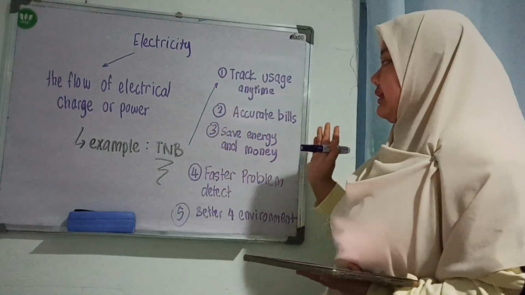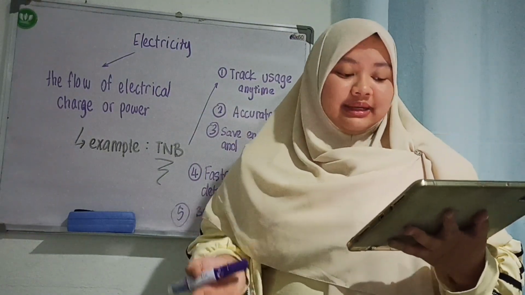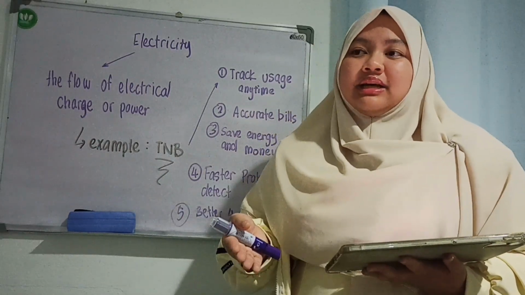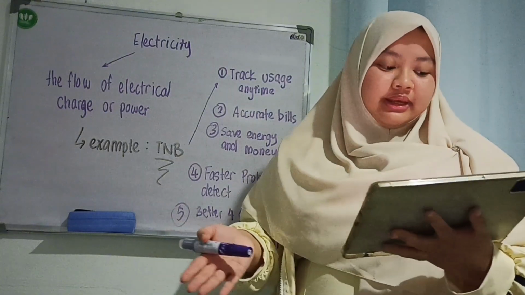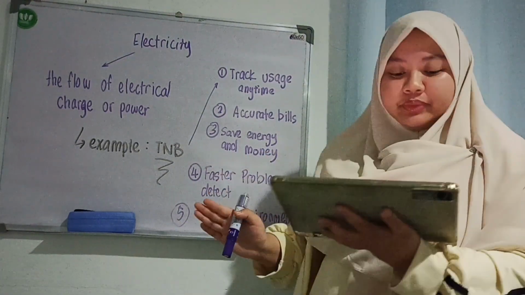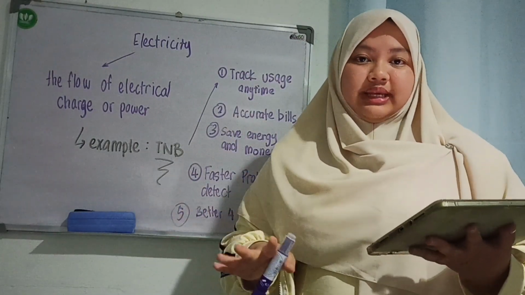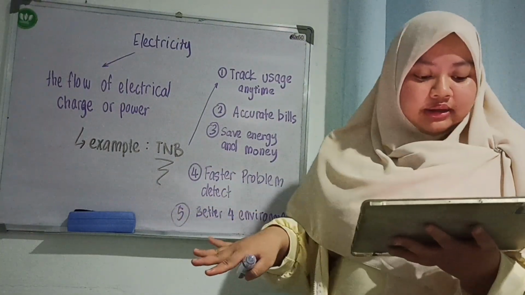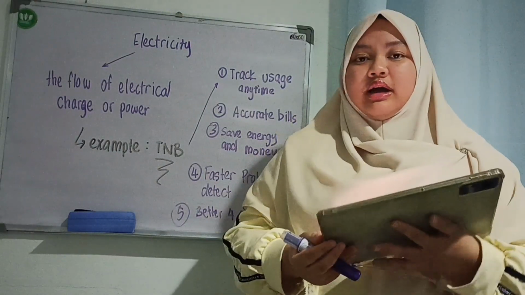The third one will be save energy and money. By knowing which appliances use more power, you can actually manage how to use them wisely. The fourth one will be faster problem detection, where TNB can find and fix power outages quickly. Finally, it is also better for the environment. Using less energy helps reduce pollution and save our resources.